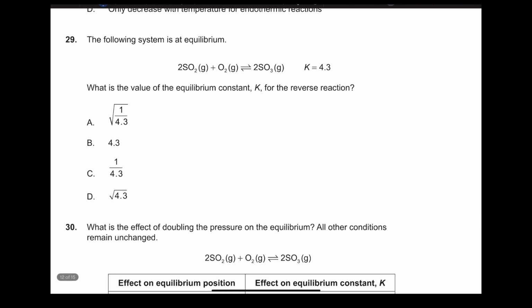The next: the following system is at equilibrium. You have to find the value of the equilibrium constant for the reverse reaction. For the reverse reaction, we'll just do 1 by K. So 1 by 4.3, option C.